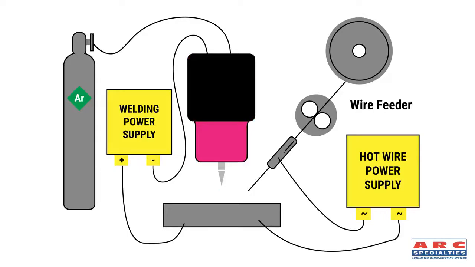So the argon gas provides the shielding. The welding power supply provides the energy for the welding process. The welding power supply is DC. We run the positive electrode to the workpiece, the negative to the tungsten. This is standard gas tungsten arc welding.